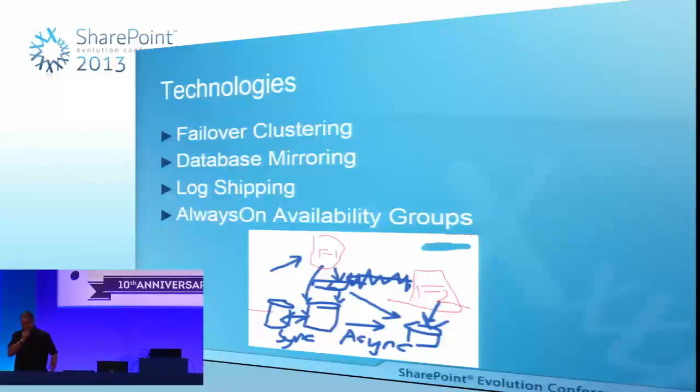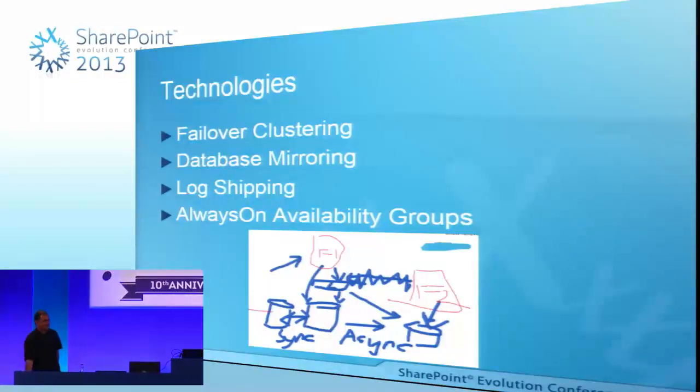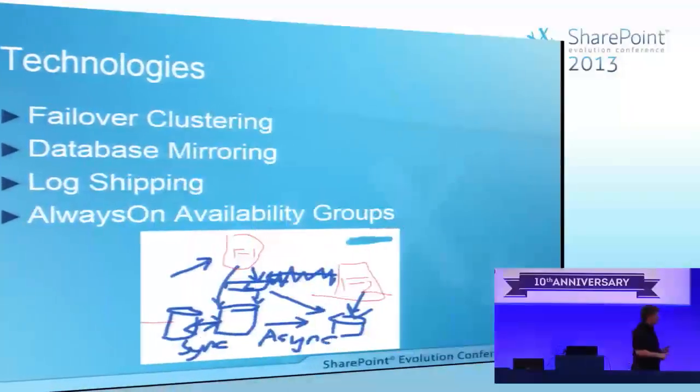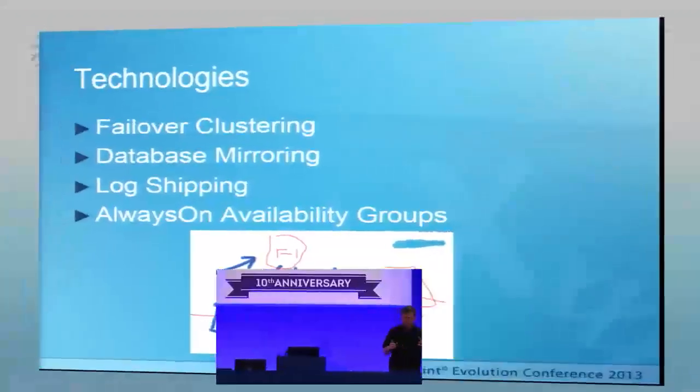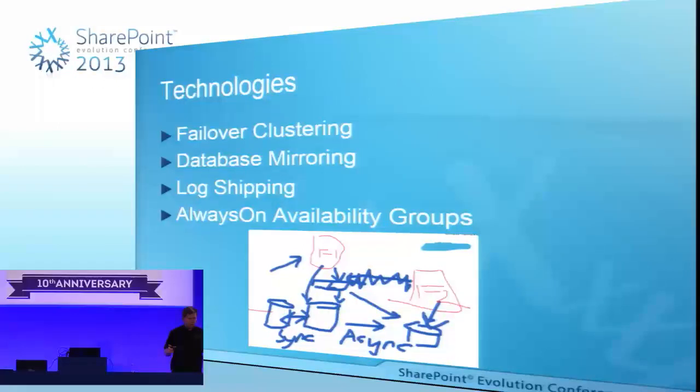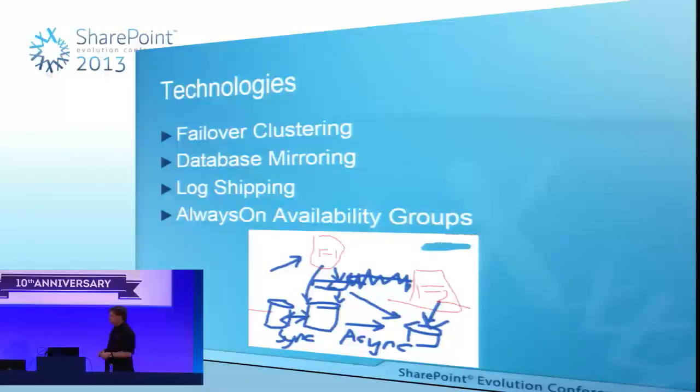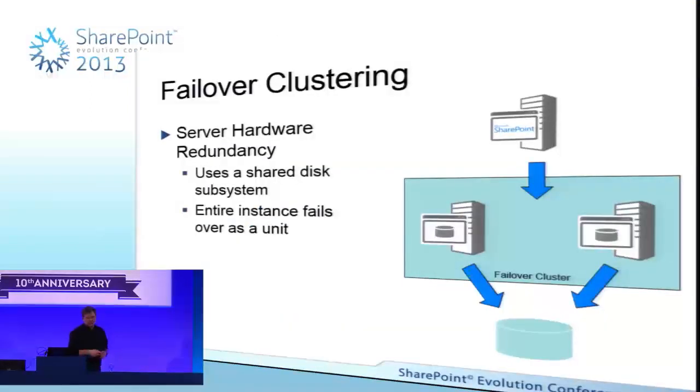So we're going to look at some of the technologies that we have. Failover clustering, which has been around for a long time, database mirroring, log shipping, and always-on availability groups. Always-on availability groups is this cool new feature. Is anyone actually doing that now? For real? 2, a couple. Very good. 4, 3. Okay, so let's look at what we have. Failover clustering.